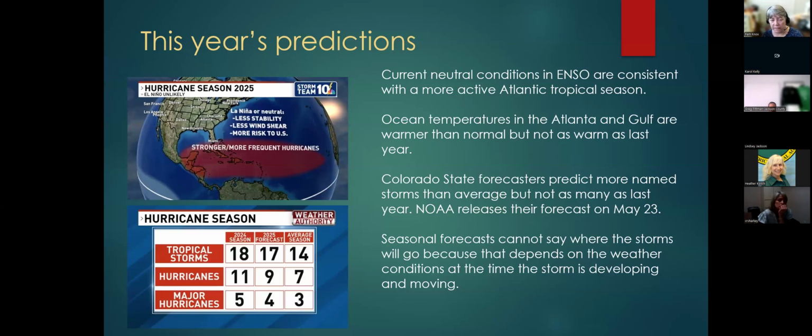They're all pretty similar. Seasonal forecasts cannot say where the storms are going to go. They could all come to Georgia again. Not likely, but it's possible. They could all go to Texas. They could go up the East Coast. We don't know because those storm paths depend on the weather at the time. And so the best we can do now is say what's likely to happen.